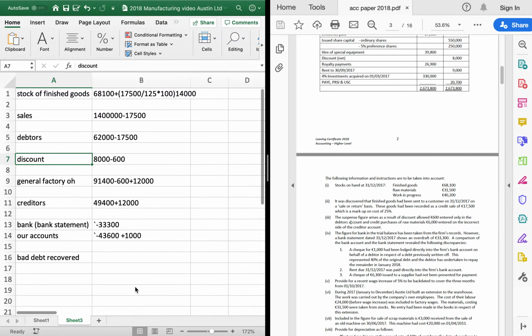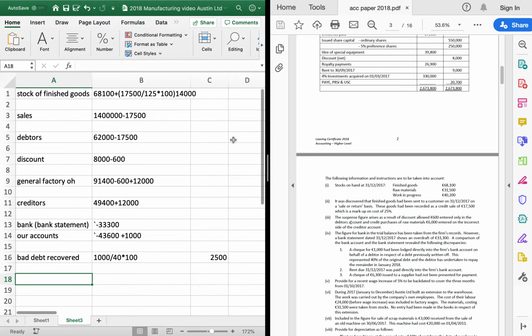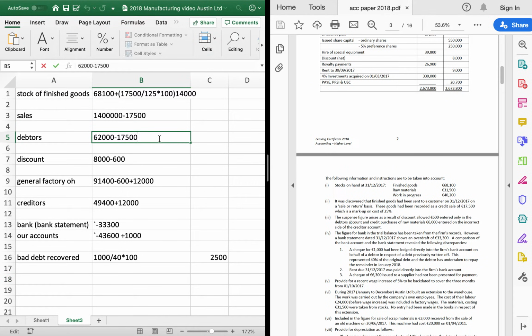I'm just going to get them out of the way. So the full amount of the debt, which is 1,000 divided by 40, multiplied by 100, is 2,500. That's the full amount of the debt. The remainder of the debt, the 1,500, needs to get added on to debtors. So the difference between what we're supposed to get, 2.5, and what we did get, gets added on to debtors.